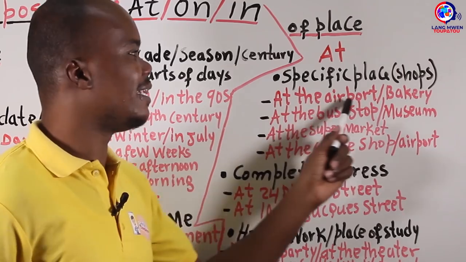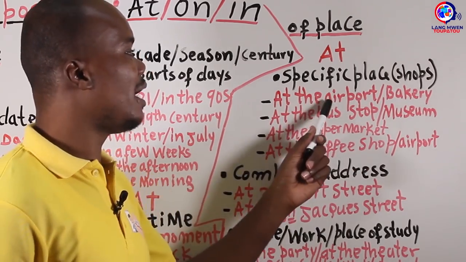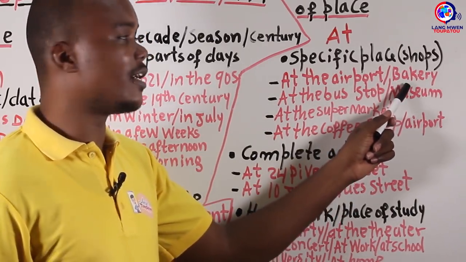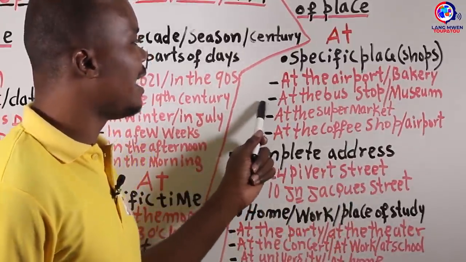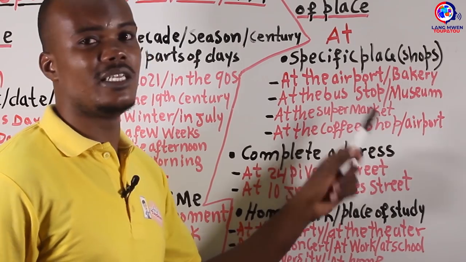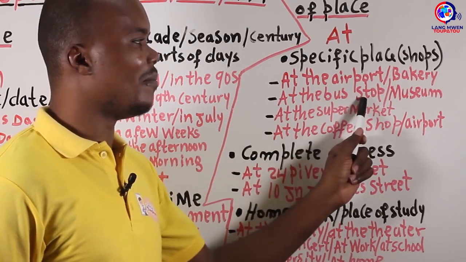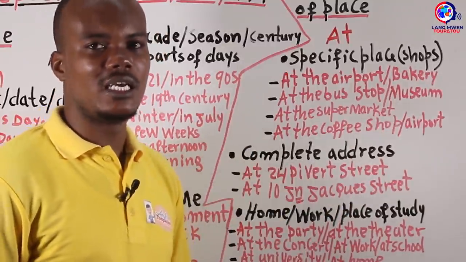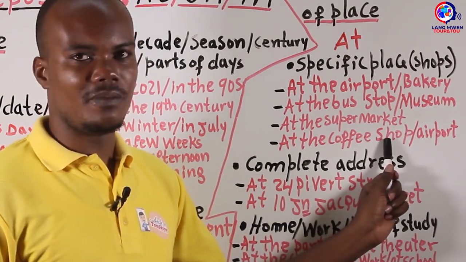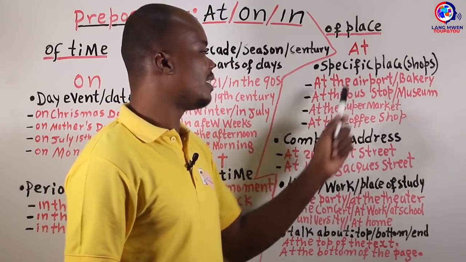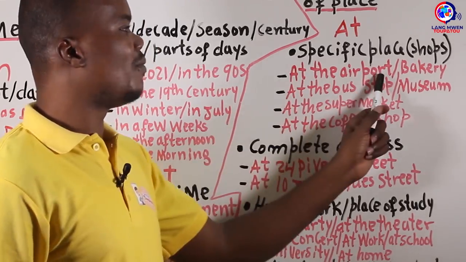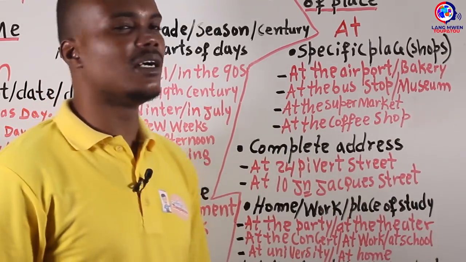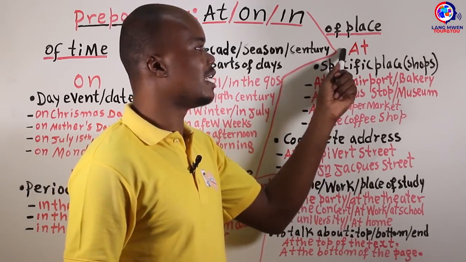For example, you can say at the airport. Ou capable d'utiliser préposition at devant airport qui sont lieux spécifiques. You can say at the bakery, qui signifie boulangerie, côté au fait pain. And you say at the bus stop, okay? Na station côté machine yorité. Or you can say at the museum. Na musée, at the museum. And you can say at the supermarket. Or you can say at the coffee shop. You say at the airport, at the bakery, at the bus stop, at the museum, at the supermarket, and you can say at the coffee shop. So when talking about a specific place, you use preposition at.